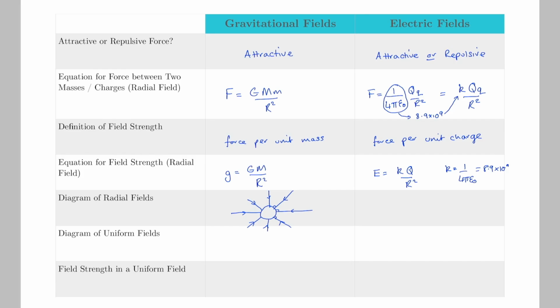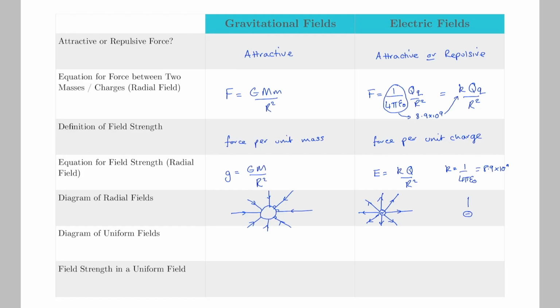For radial fields, for electric fields, we have two different types. We have a positive and a negative. Electric fields travel in the direction that a positive test charge would move. So this radial field looks the same in terms of the lines are in the same place. But in this case, a positive test charge would be repelled from a positive charge. So they would move away from the charge.